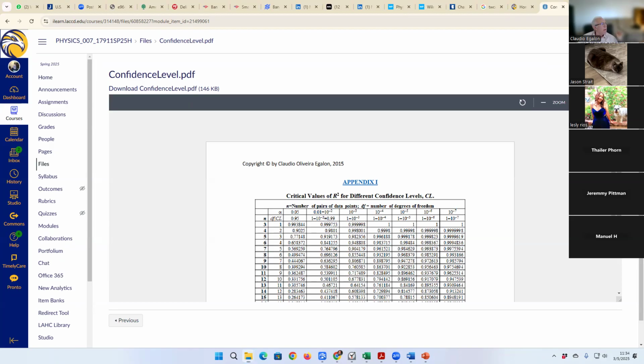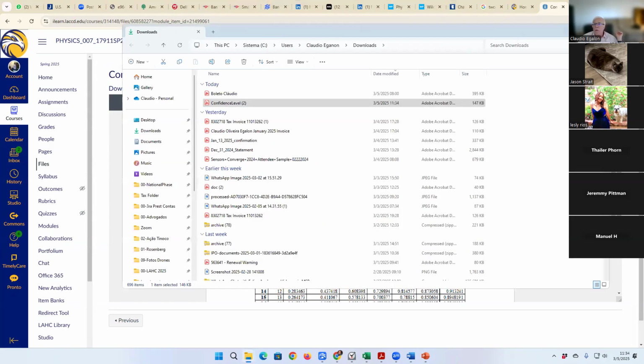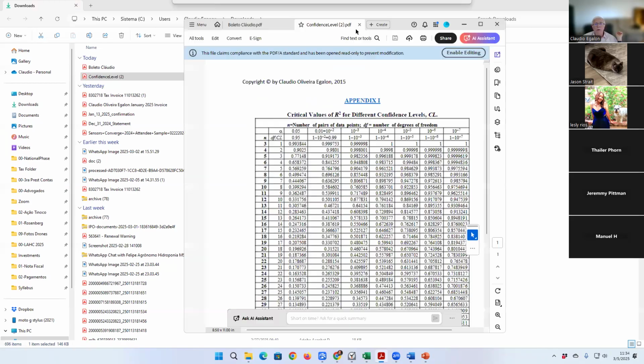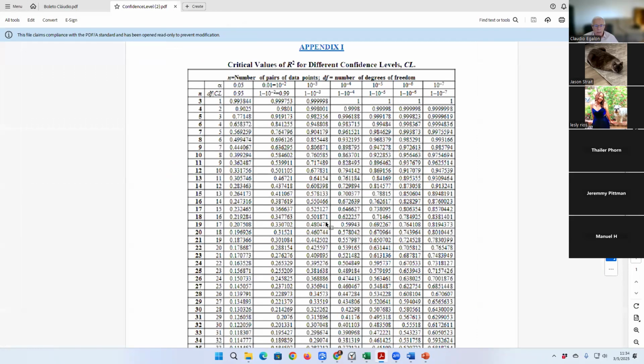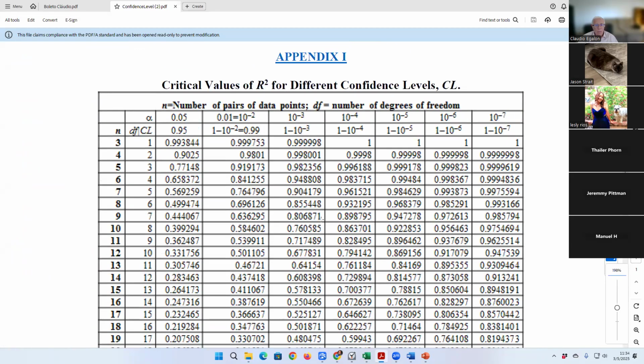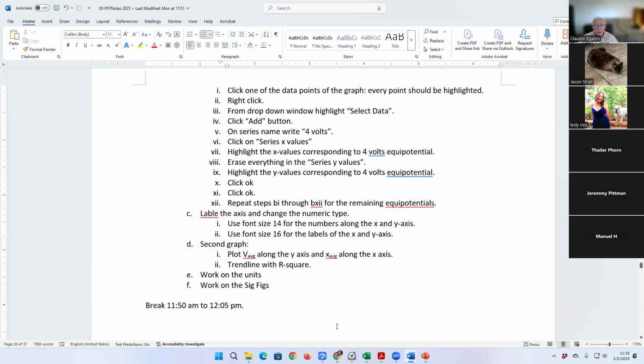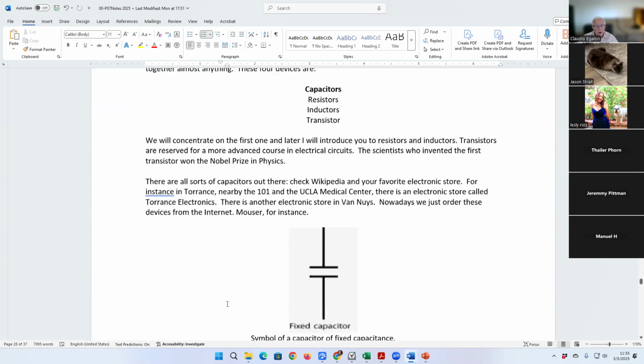The students who took Physics 6 with me already know how to use this table. But most of you didn't take the course with me, so I have to cover that with you. Here's my table of CL: critical values of R squared for different confidence levels. The confidence level is a parameter in statistics. It tells you how close. Let me write that down so you don't forget. Let us talk about the confidence level.